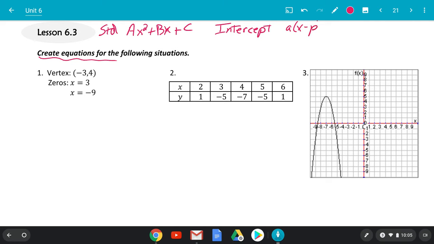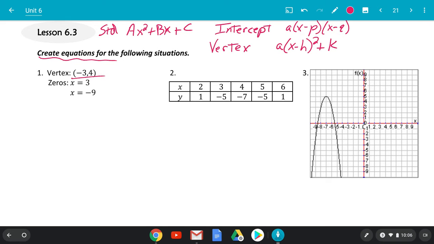a times x minus p times x minus q, and we got vertex form. Vertex may end up being the one we use the most, which is a times x minus h quantity squared plus k. On this first one, that's exactly what I'm going to use here. I'm going to use my vertex form.